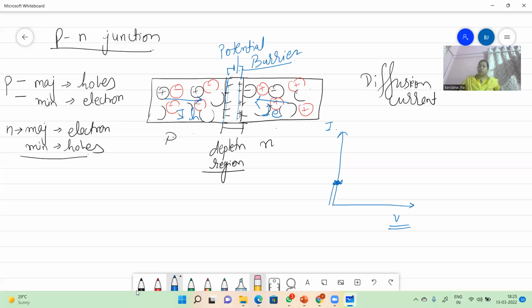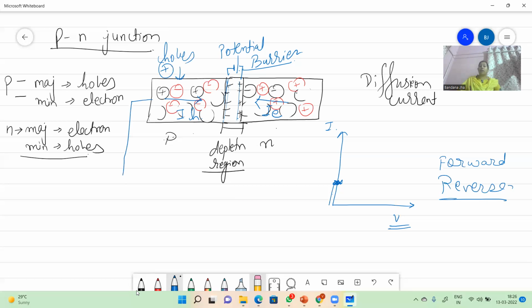Clear? Okay. Now the next topic: you might have seen that forward biasing and reverse biasing are also there. Forward biasing means what? Like saying this person is straightforward: if something is wrong, he will say it directly to you. Correct? So here the majority charge carriers are what? Holes. Holes means positive charge.